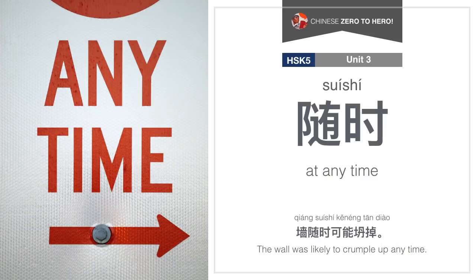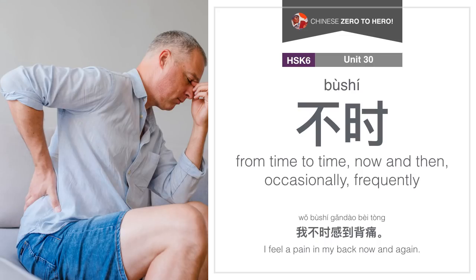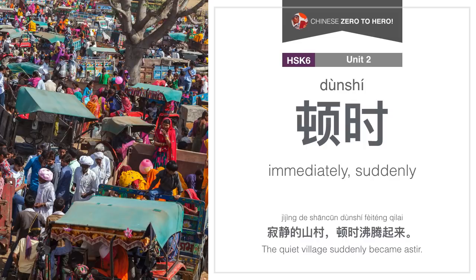In HSK 5, we also learned 随时 meaning at any time. 墙随时可能坍掉 The wall was likely to crumple up any time. In HSK 6, we also learned 不时 meaning from time to time, now and then, occasionally, or frequently. 我不时感到背痛 I feel a pain in my back now and again. In HSK 6, we also learned 顿时 meaning immediately or suddenly. 寂静的山村顿时沸腾起来 The quiet village suddenly became a stir.